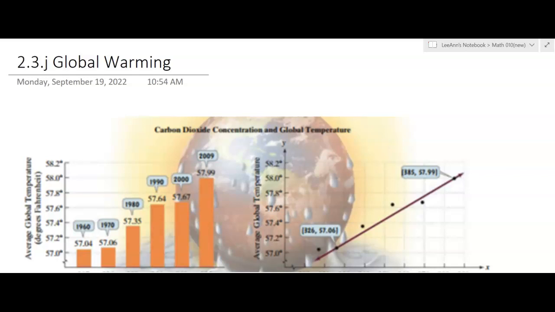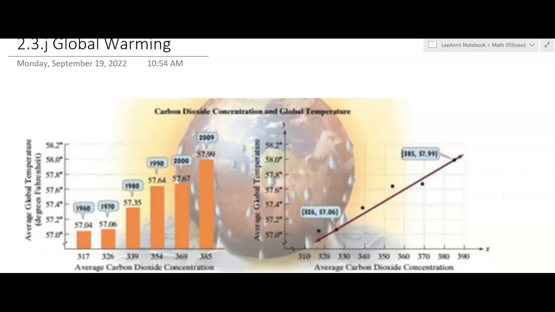So linear equations are used in the real world to model things. They gather data and plot the data points in a scatter plot. They make a scatter plot, and then they say, oh, this looks like a linear model, and so they come up with a formula for the regression line. So that's what we have here, and they gave us the data.